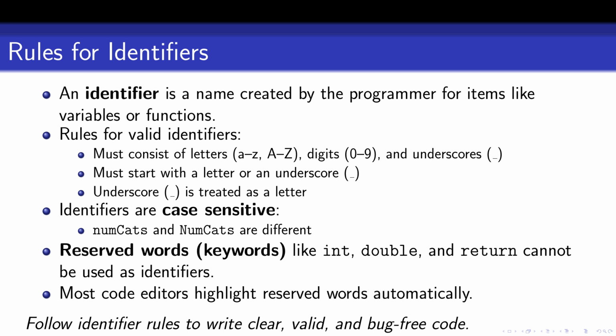It's also important to avoid using reserved words, which are special keywords in C like int, return, or while. These words have predefined meanings in the language and cannot be used as identifiers. Most code editors will highlight reserved words automatically to help you avoid mistakes. Choosing valid, descriptive identifiers will make your code easier to read, debug, and maintain. Follow these basic rules, and you'll avoid many common pitfalls when naming variables.